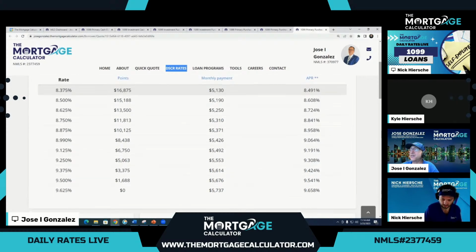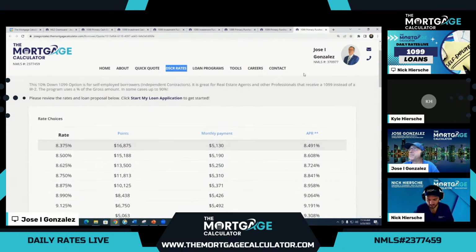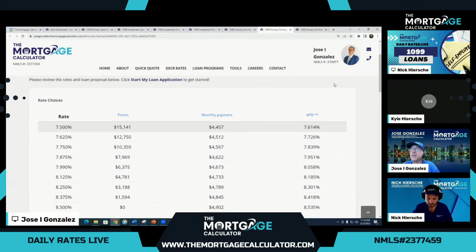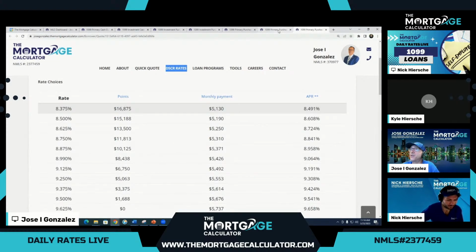And that's going to be just under 3 points for that buy down cost. So this is 1099 primary purchase, 90% LTV, 10% down. So now we have our 1099 primary purchase with 15% down. You can see, I'm going to pull the other one up a minute here just so you can compare the difference in the rates, right?